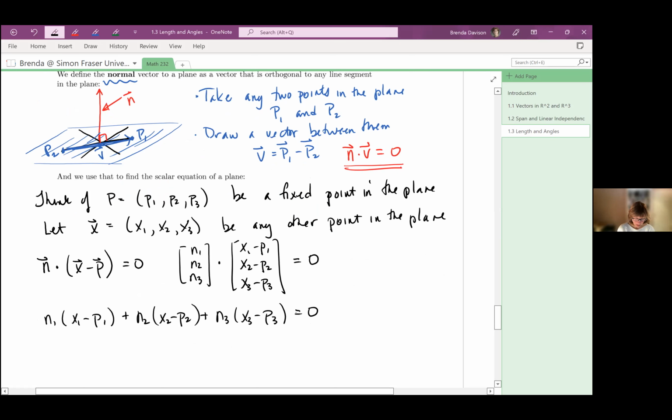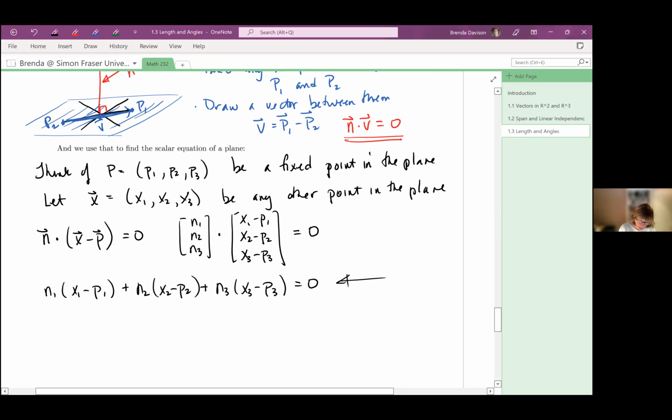Now I've got an equation with just numbers and my varying point X, which has 3 components, X1, X2, and X3. So now I'm into number land. I do not have any vectors anymore. Now I'm just going to distribute out and rearrange the terms. And what do I get? N1 X1 plus N2 X2 plus N3 X3 is equal to N1 P1 plus N2 P2 plus N3 P3.